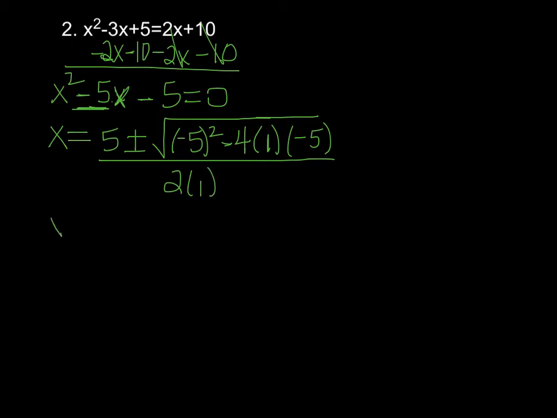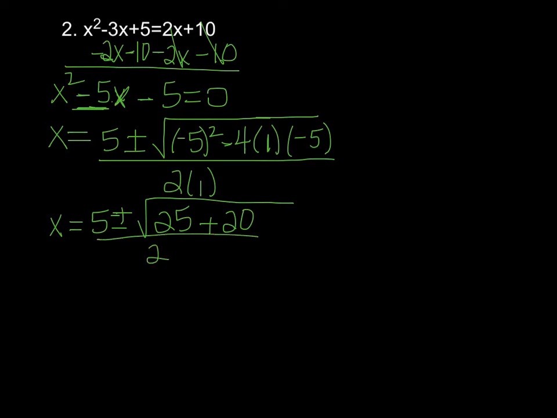All right, so let's just do a little bit of simplifying here. So I have 5 plus or minus, let's make that look like a plus. All right, so underneath the radical, I have 25, and then I've got a negative 4 times a 1 times a negative 5. Now that's going to be 25, and that negative times a negative will become a positive 20, and that whole thing is over 2.